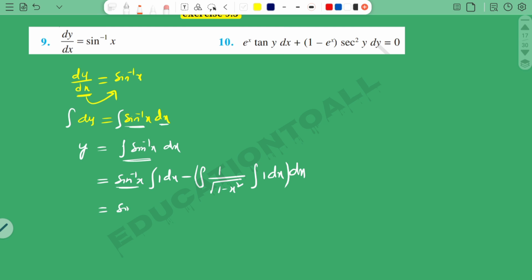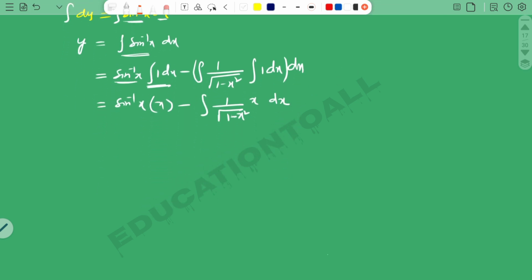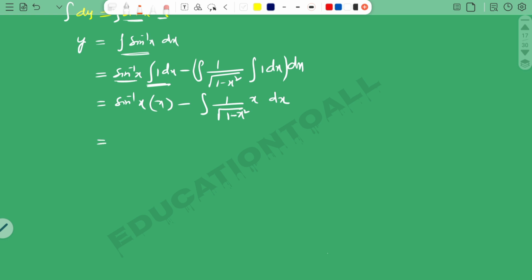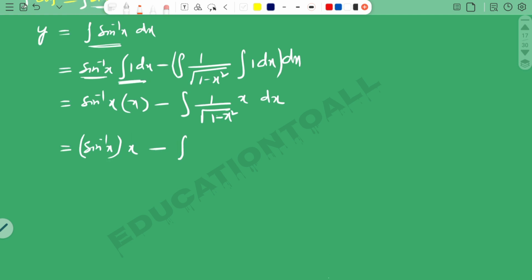This becomes sin⁻¹x times integral of 1 dx, which is x, minus integral of 1 by square root of 1 minus x² times integral of 1 dx, which is x, and the outside dx is still pending. And this again is sin⁻¹x multiplied by x, minus integral of x divided by square root of 1 minus x² dx.